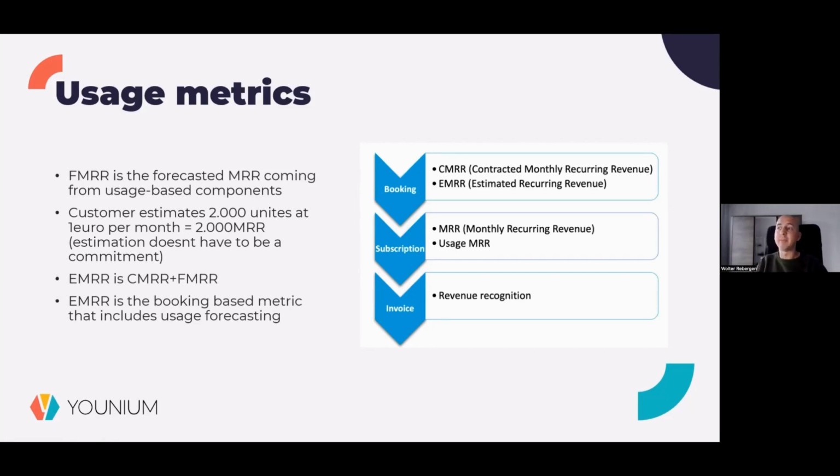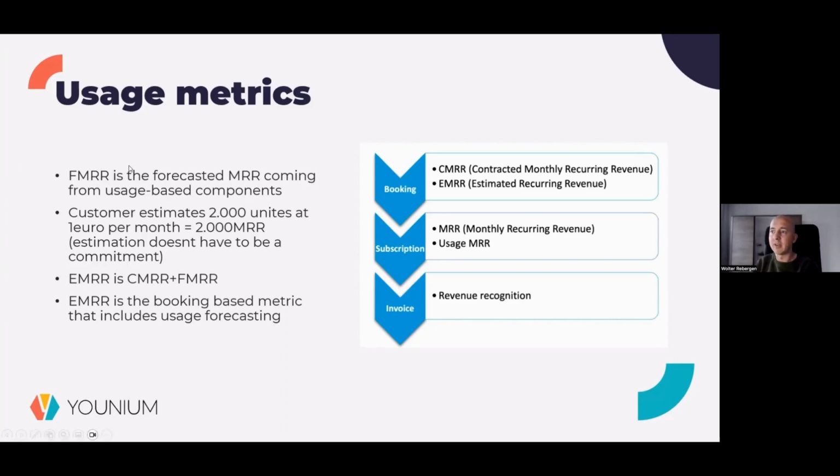So a customer estimates they're going to use 2,000 pieces per month. It is not a commitment. It is just a number your customer can tell you. And it's good to have that conversation, because then you also know where they're at in terms of value. So if you sign a new deal and they're talking about this, tell the customer it's not a commitment. We need an estimation for us.